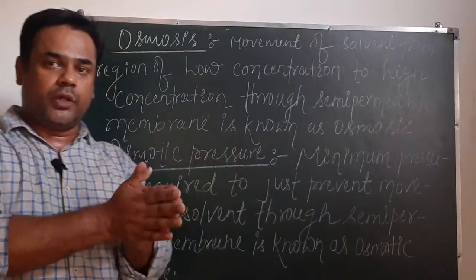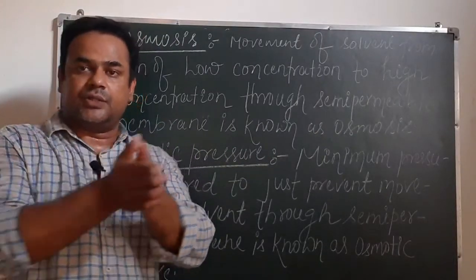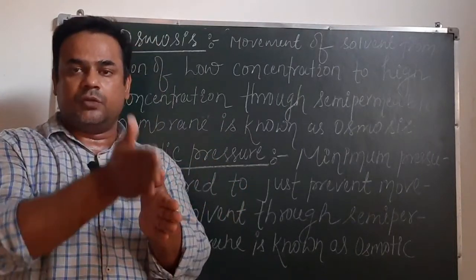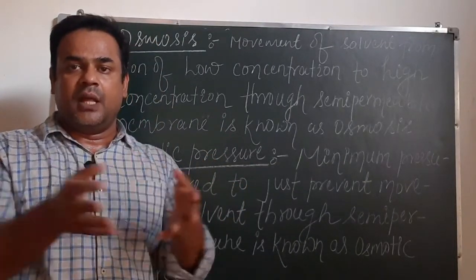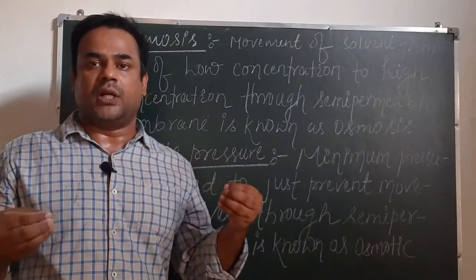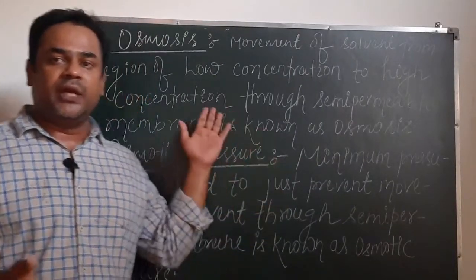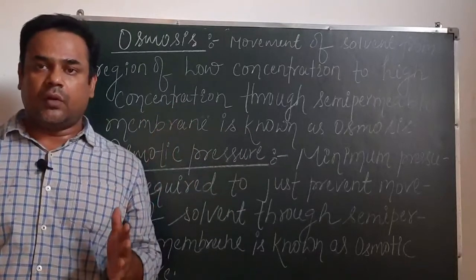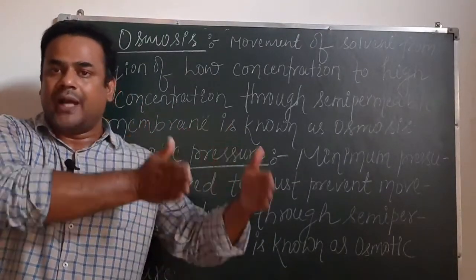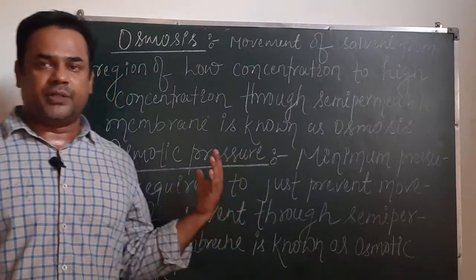Suppose we have two solutions, one solution is of 1 molar concentration, another solution is of 2 molar concentration, and we separate the two solutions by a semi-permeable membrane, then solvent molecules will move from 1 molar concentration to 2 molar concentration. This process is known as osmosis. So we can define osmosis as movement of solvent molecules from low concentration region to high concentration region. What is osmotic pressure?